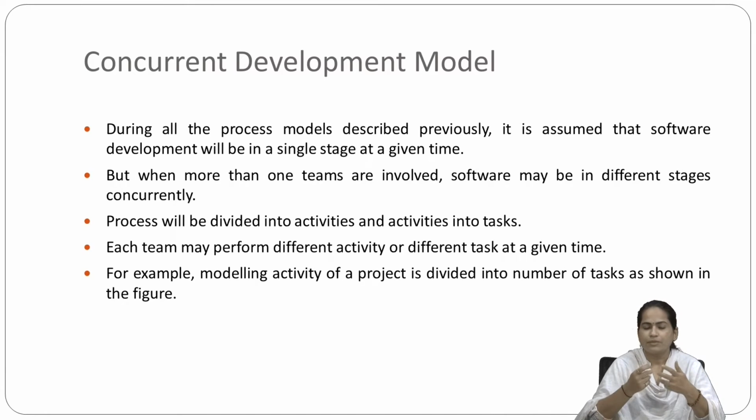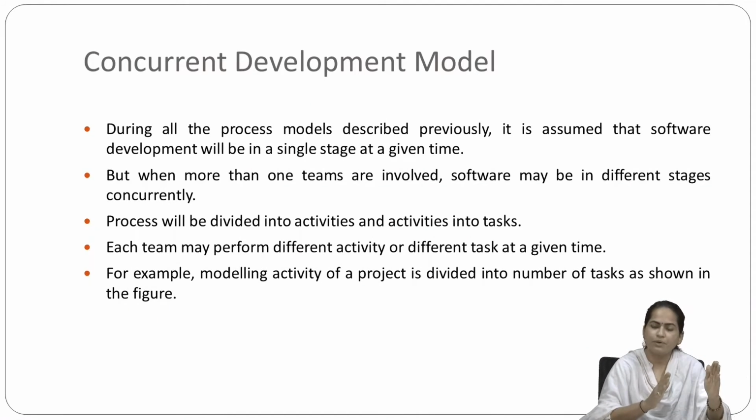Why? Because we have a number of persons involved in it, so who is doing what work, that we cannot decide. A process will be divided into activities and activities will be divided into tasks. In the concurrent development model, we will have one process which will be divided into a number of activities, and those activities are divided into a number of tasks.